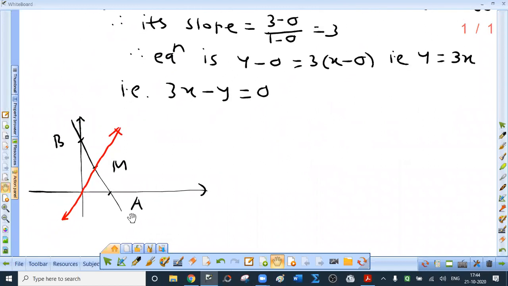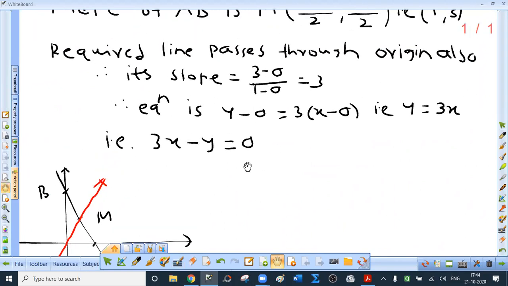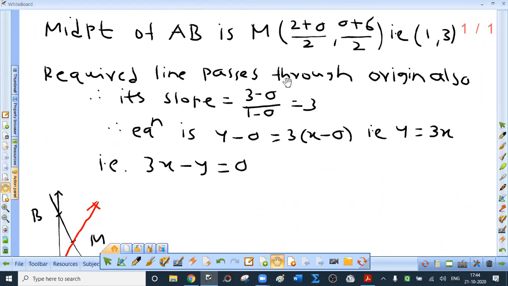See, this is the required line. AB is the portion, M is the midpoint of portion AB. The required line passes through the origin. So this is the required line. In exam, a diagram is not required. Better.